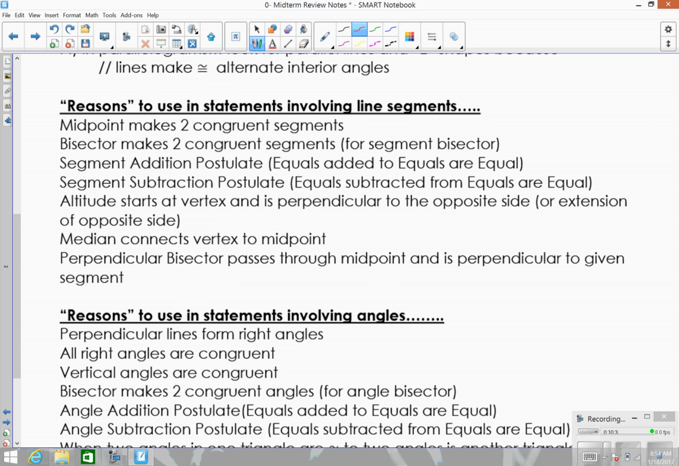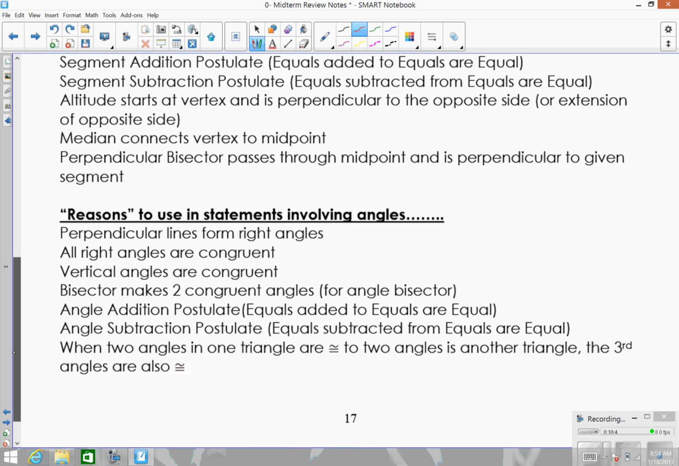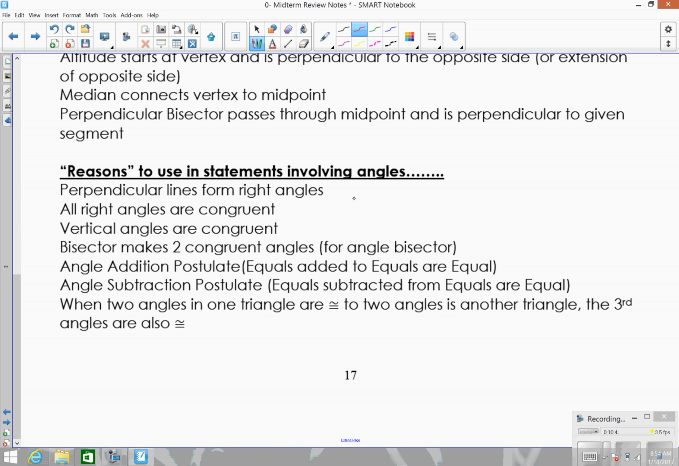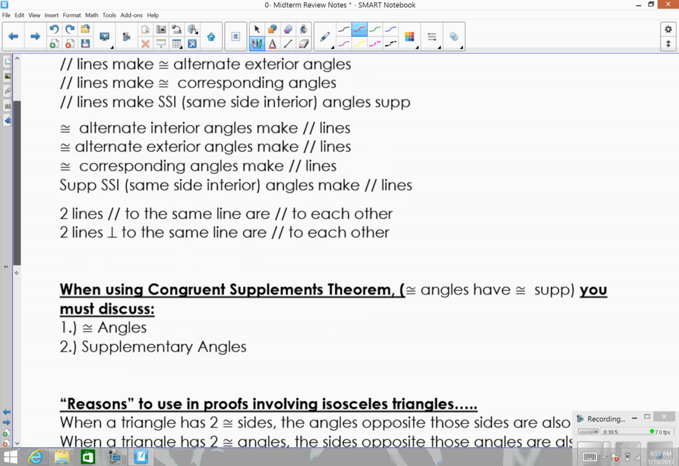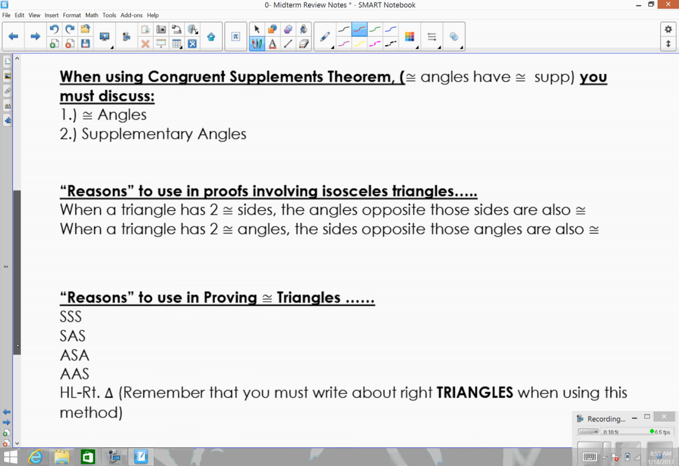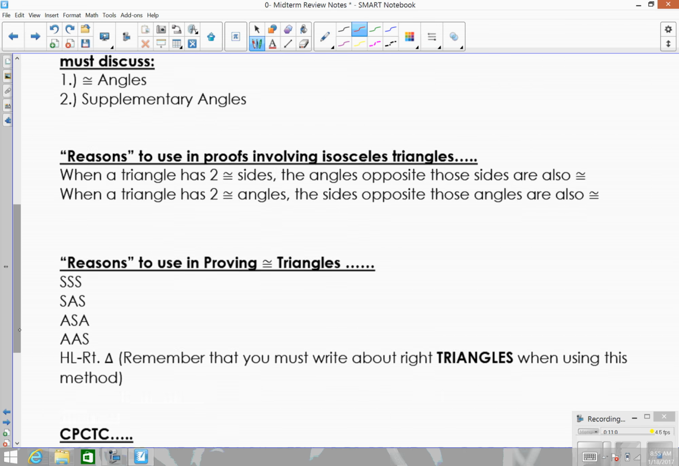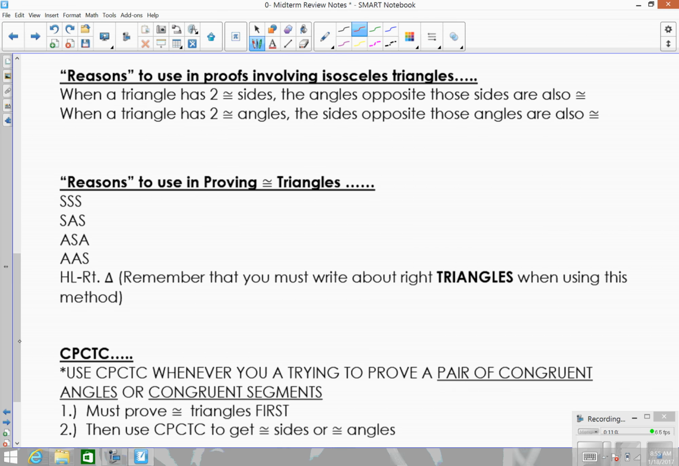But we have other reasons for segments, so midpoint, bisector. We have the addition postulates, reasons that involve angles, so perpendicular lines giving you right angles, vertical angles, bisector. So just read through these, make sure you know them, because these are like your banks of reasons that you can use to make conclusions. You have all these parallel lines and what they create. And then, so just again, reading through these, here's your 5 methods that prove congruent triangles.